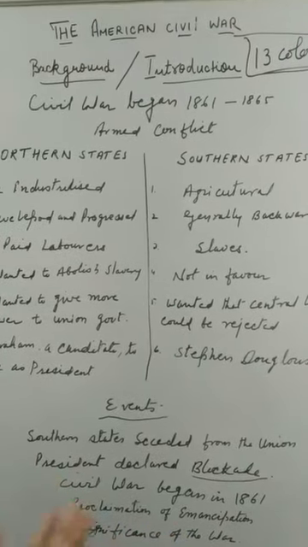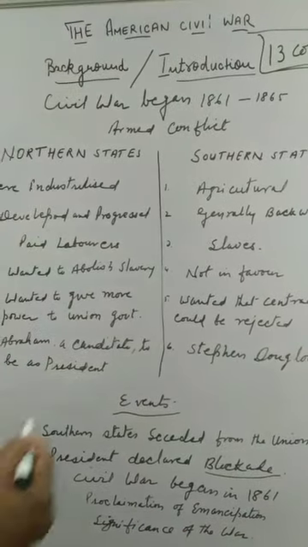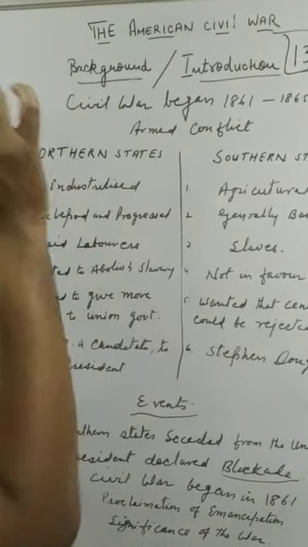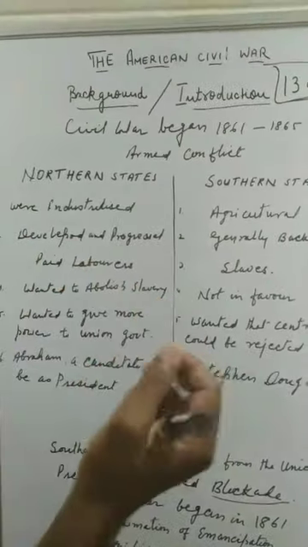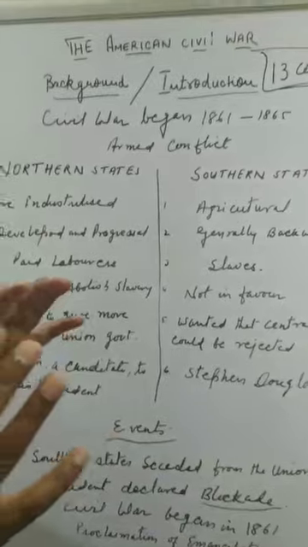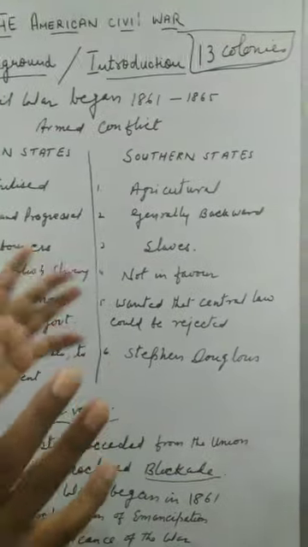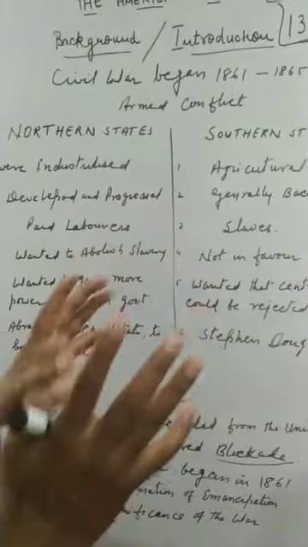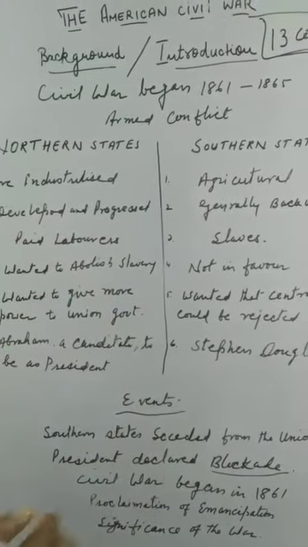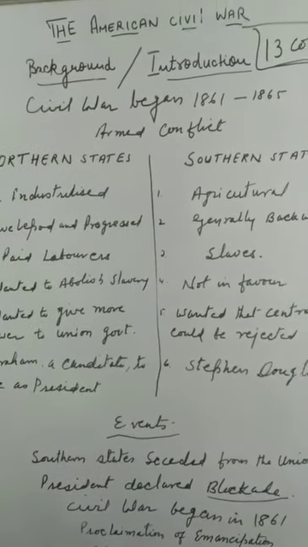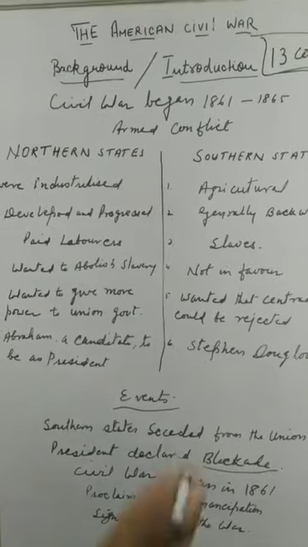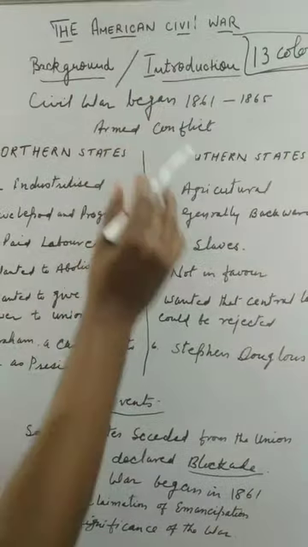So this is the background. They formed a loose kind of confederacy. That means 13 colonies, states, came together to form the union. That's called confederacy or a federal government. Civil War took place. Let's discuss now.